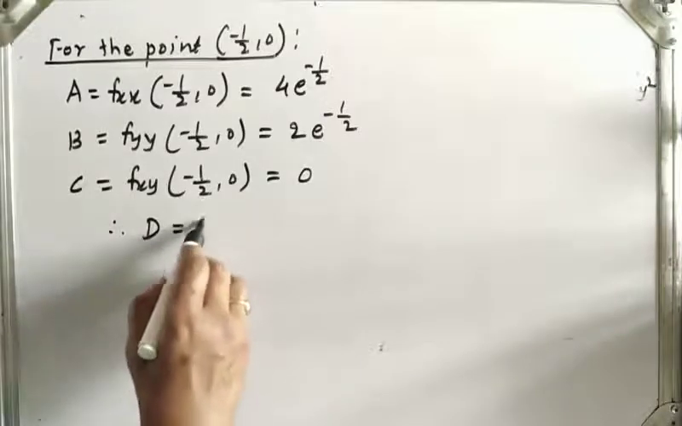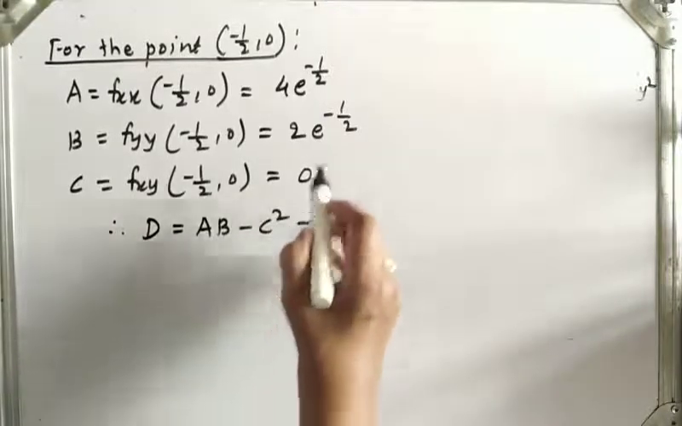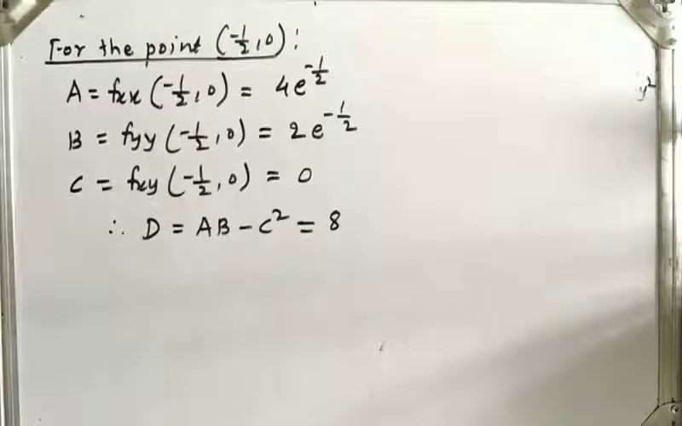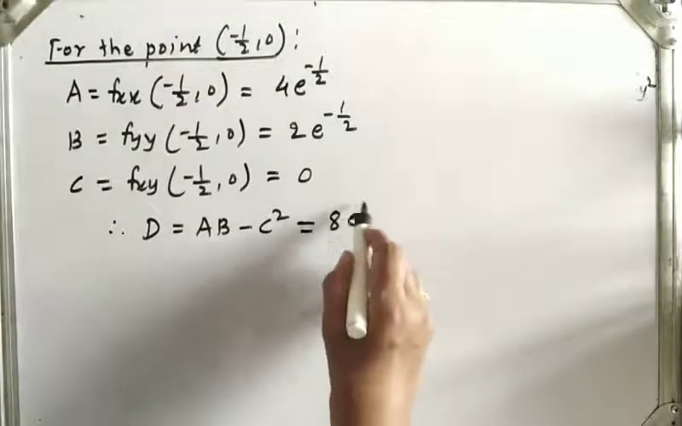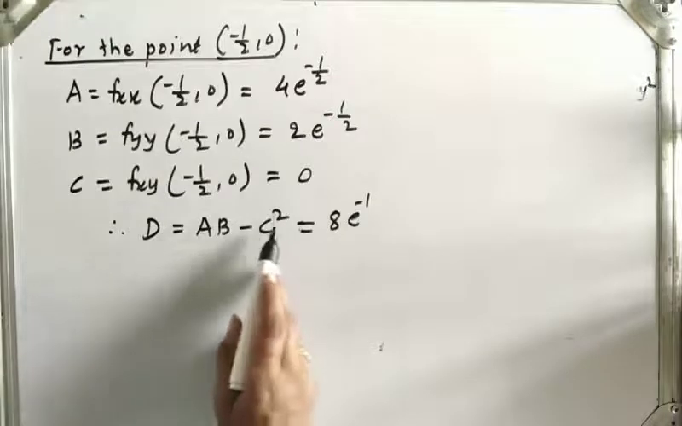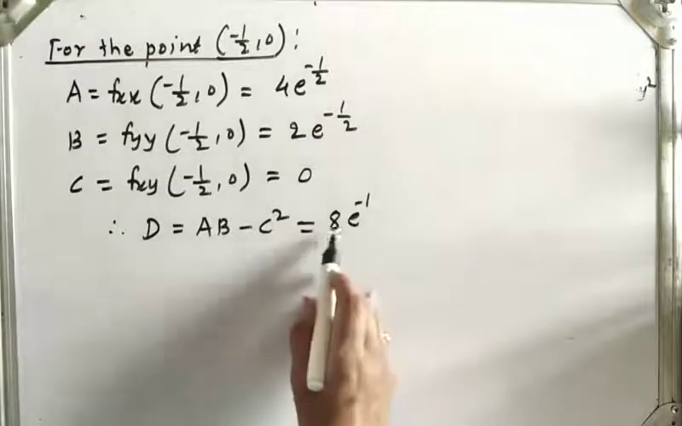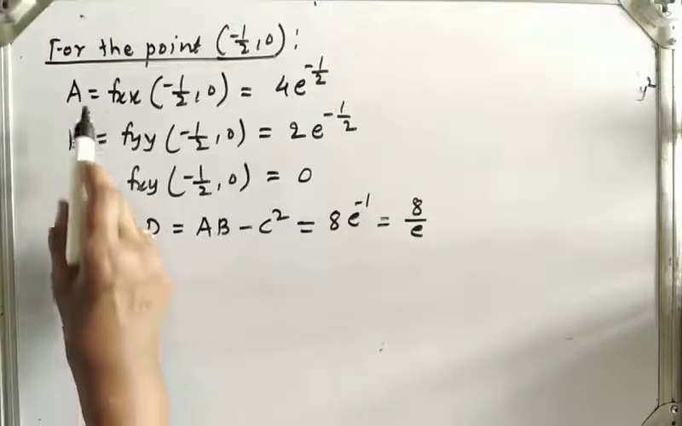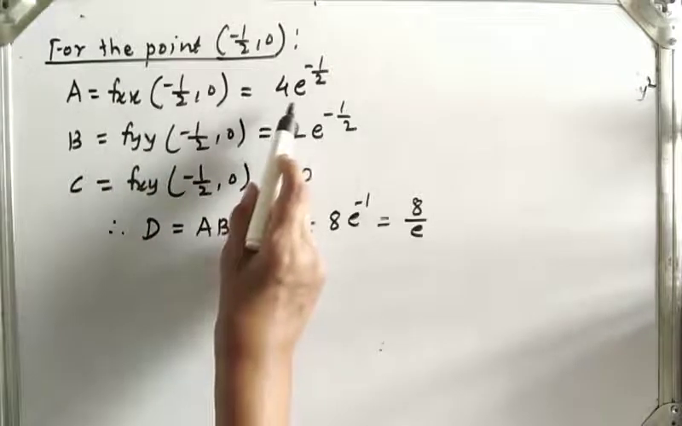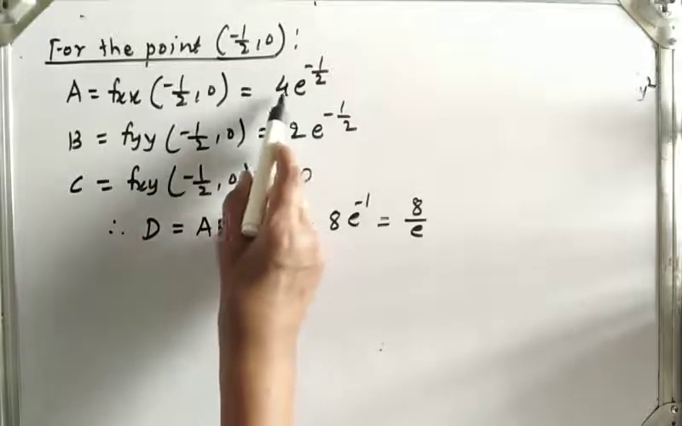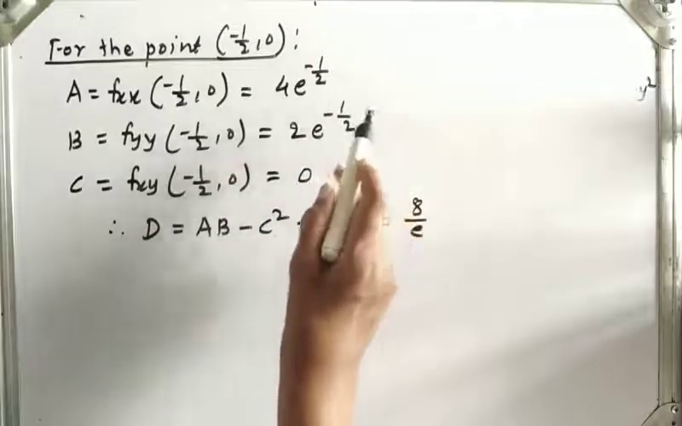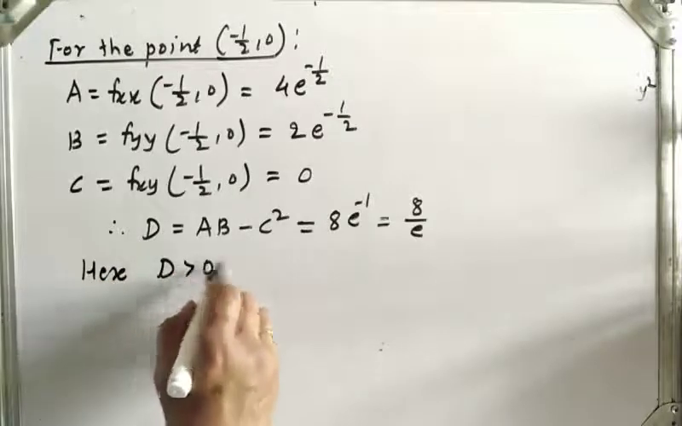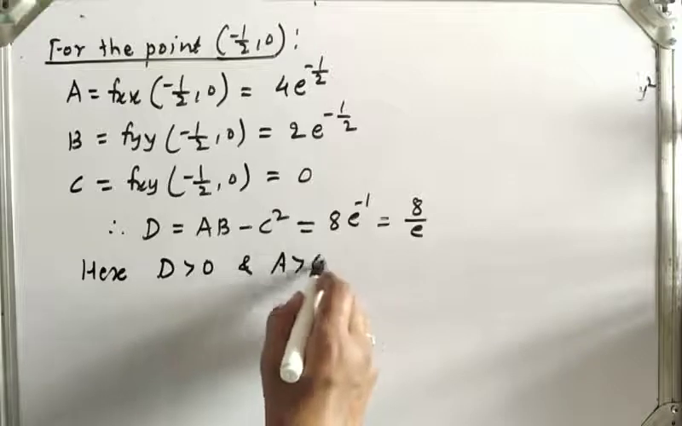Therefore, d will be ab minus c square. That is a into b, which is 8 e raised to minus half plus minus half, that is e raised to minus 1, minus 0. Minus c square means minus 0. So this value will be 8 upon e, and you know that this is definitely greater than 0. And what about a? A is also greater than 0 here. This value is 4 upon square root of e, which is definitely greater than 0. So here d is greater than 0 and a is greater than 0.